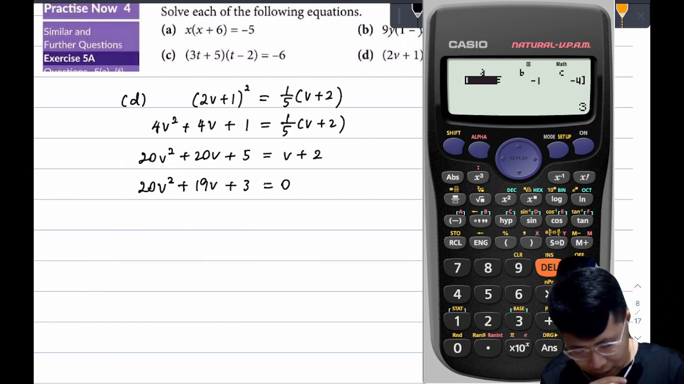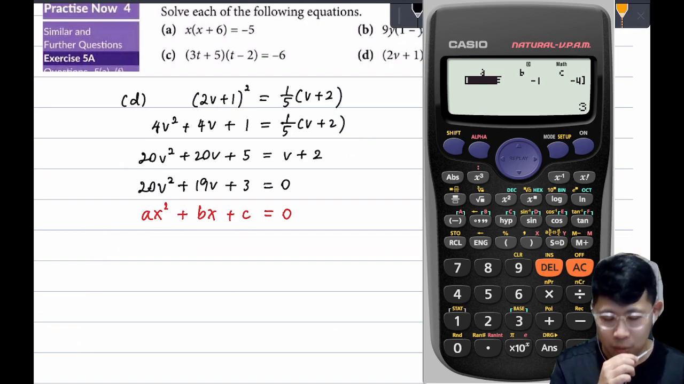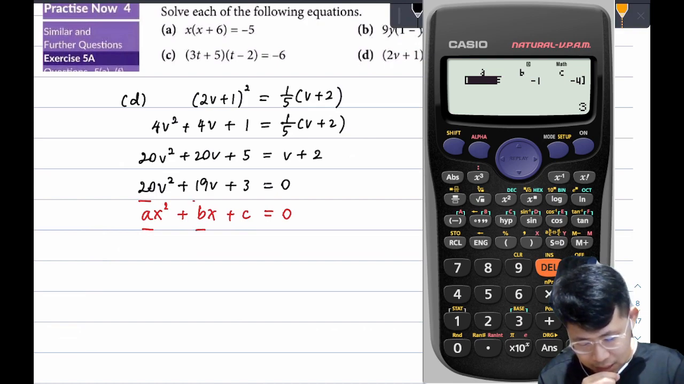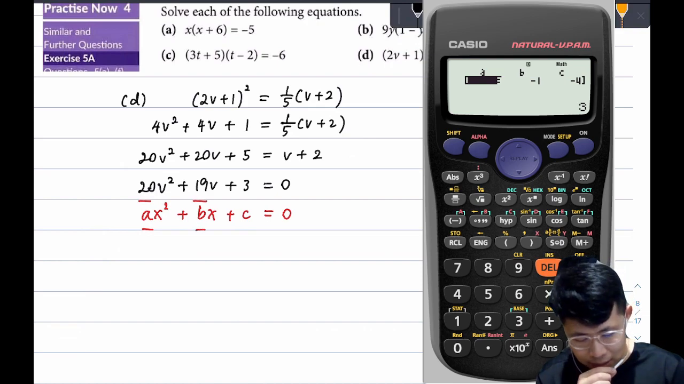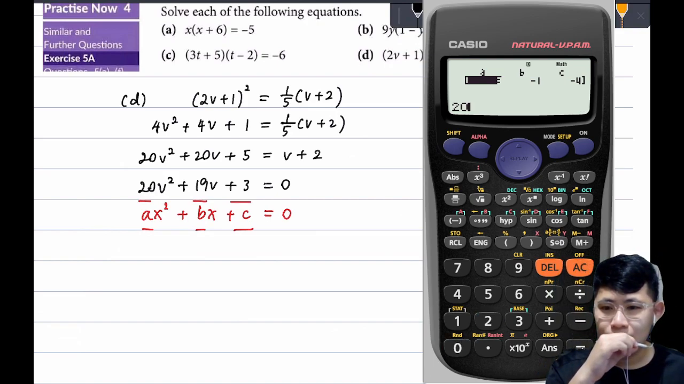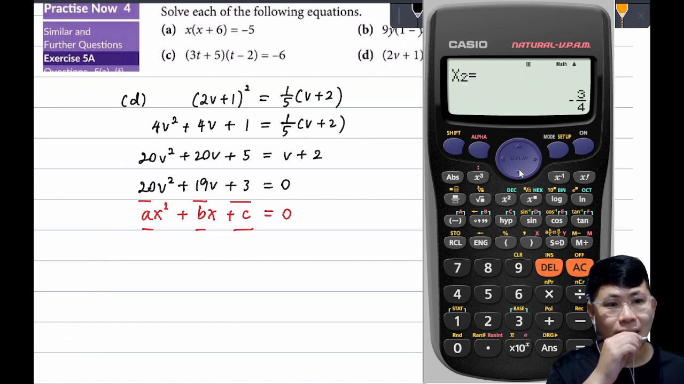So once again, let me write down, this is ax squared plus bx plus c equals to 0. So this is a generic quadratic equation. Now a is going to be 20, the square term. B is positive 19, which is the power 1 term. C is the constant 3. Okay, so let's key in 20, negative 19, and 3. Sorry, this is positive 19. So for B, it needs to be positive 19. Sorry about that. Okay, 20, 19, and 3. So voila, we have negative 1 over 5 and negative 3 over 4.